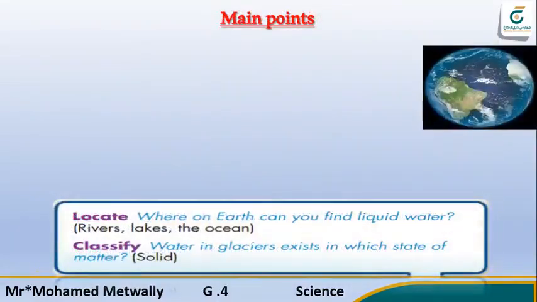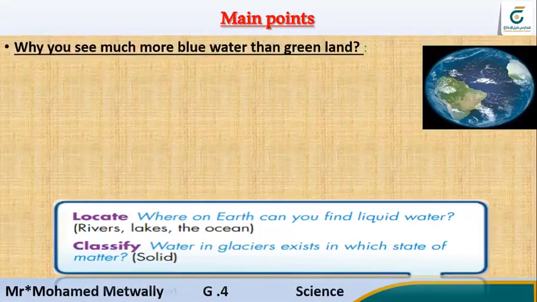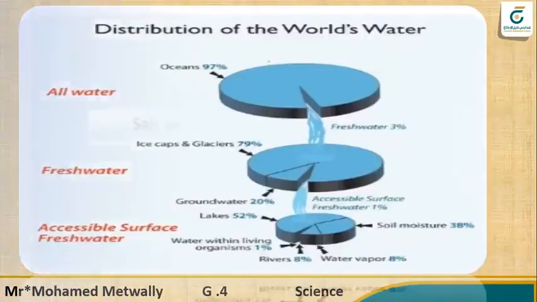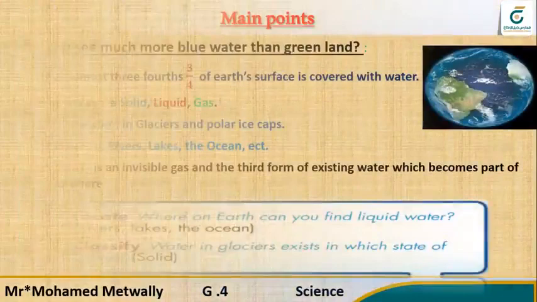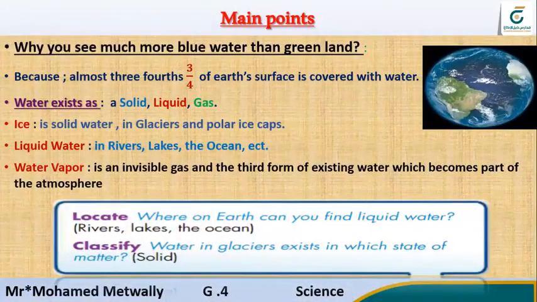Let's turn to another point. Here's the sheet of main points of our lesson. Let's start with a question. I will ask you a question: why do you see much more blue water than Greenland? I'm sorry again. In this figure on your right-hand side, you can see the planet Earth is covered with blue water, because almost 3/4 of Earth's surface is covered with water. So water gives our planet the blue color.